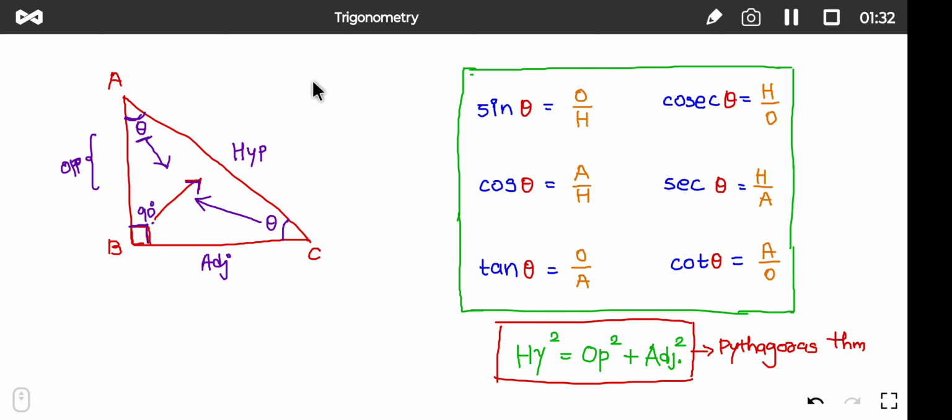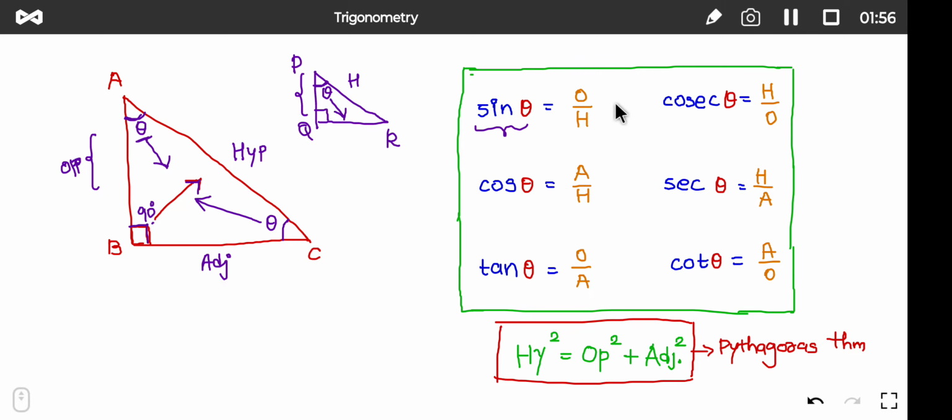Okay. For example, let's say one more triangle PQR. Q is 90 degrees. Okay, so our theta is here, let's say. So in this case, your opposite side is QR, adjacent side is PR, and the hypotenuse is fixed, opposite of 90 degrees. Okay, so based on that we have the formulas.